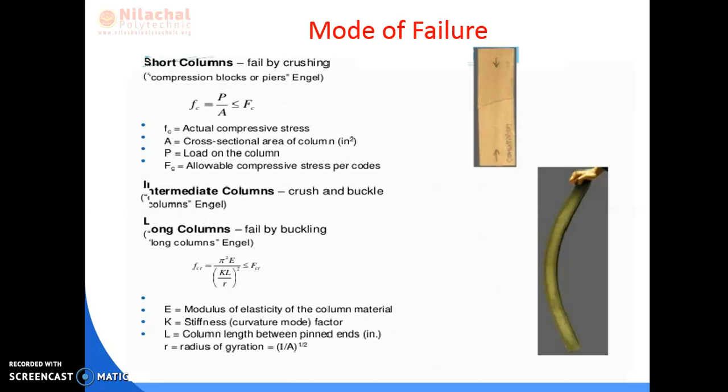So what are the modes of failure? In the case of a short column, we have seen that a crack takes place due to compression force, and shearing can also take place. But in the case of a long column, where we apply the load at the top, buckling is going to take place.